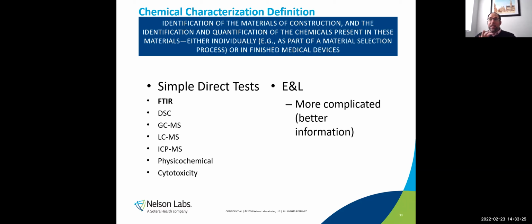evaluation. E&L is used when we're really concerned about the change, when there's not enough information to mitigate the risk. We feel like we need more information to really feel good about it. That's when we lean more on extractables and leachables. If we have a smaller change, or a change to a material that we feel really good about, we don't have as much risk, and this simpler chemical characterization is much more useful.